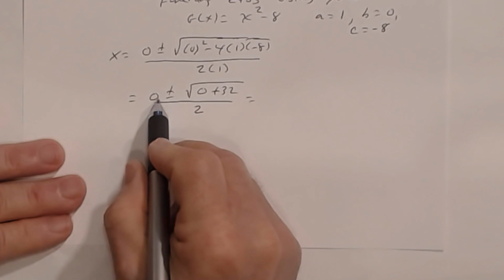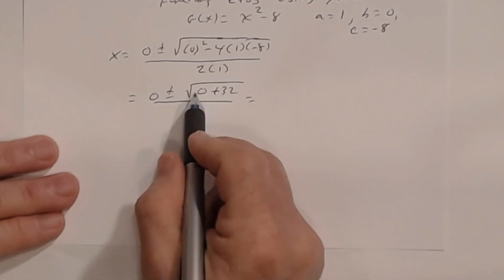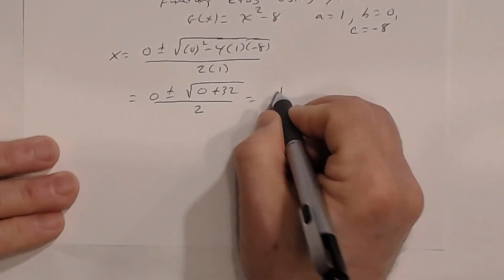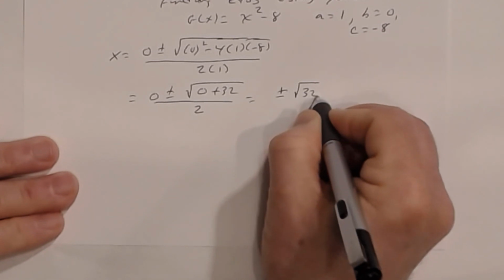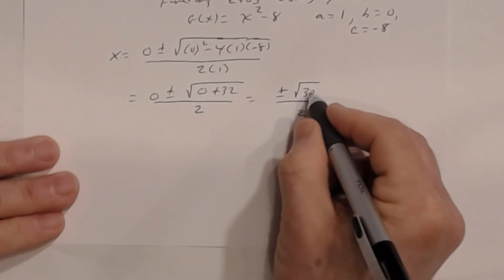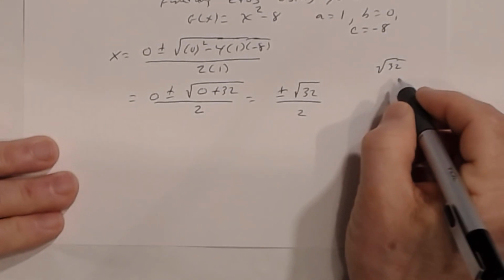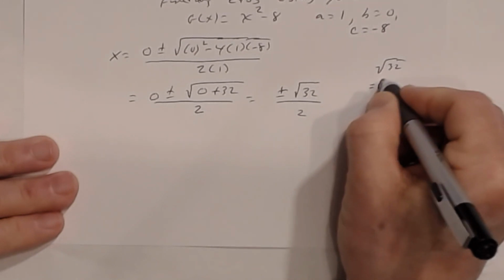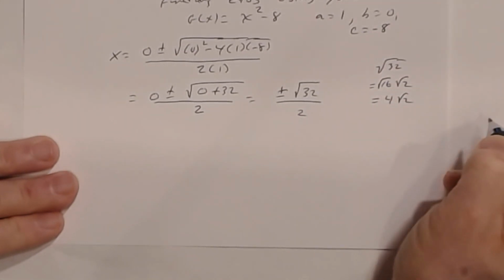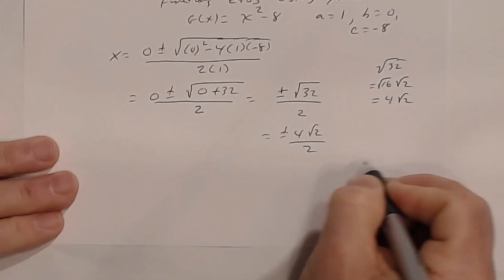Now, I'm going to go ahead and just remind you that 0 plus or minus this radical is plus or minus the radical. So I'm going to write it like this. So plus or minus the square root of 32, because 0 plus 32 is 32, divided by 2. Now, simplifying the square root of 32, remember the largest perfect square that goes into 32 is 16. So I can write the square root of 16 times the square root of 2. So that's 4 square root of 2. So this becomes plus or minus 4 square root of 2 divided by 2.